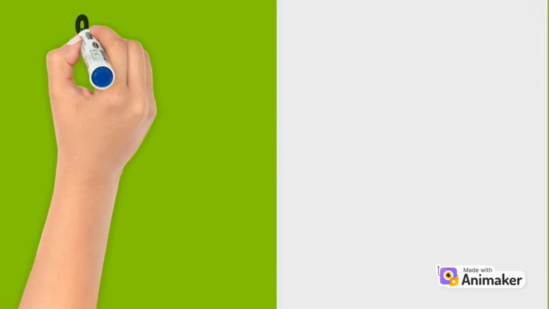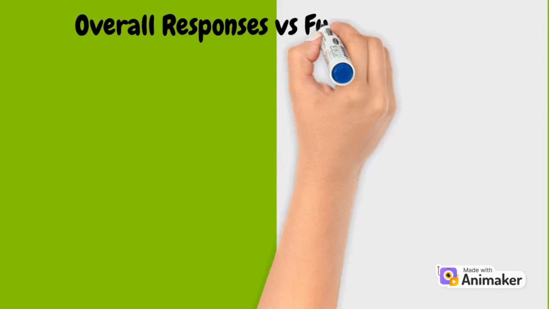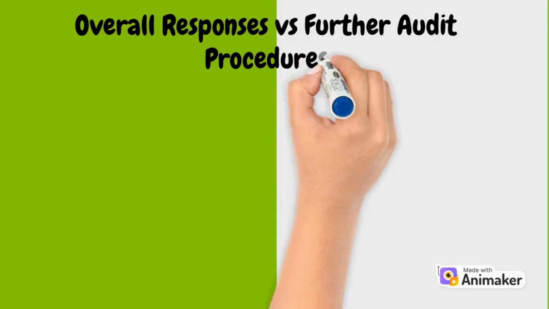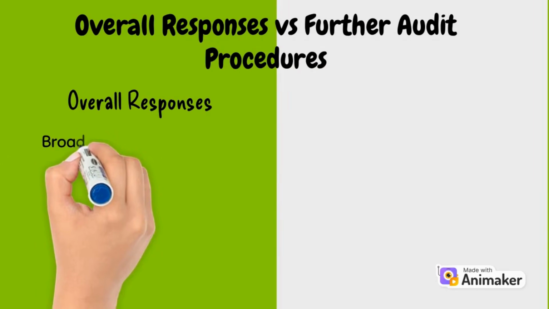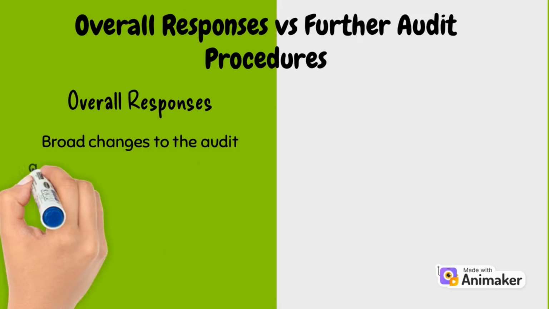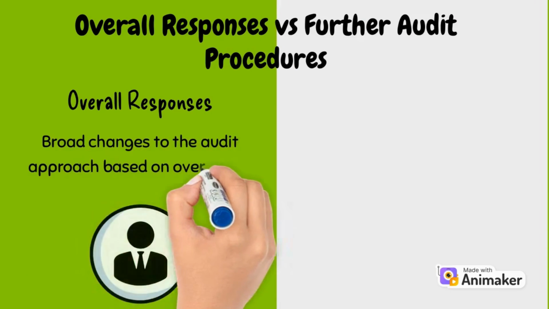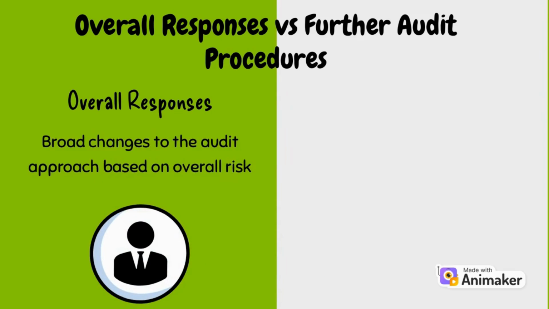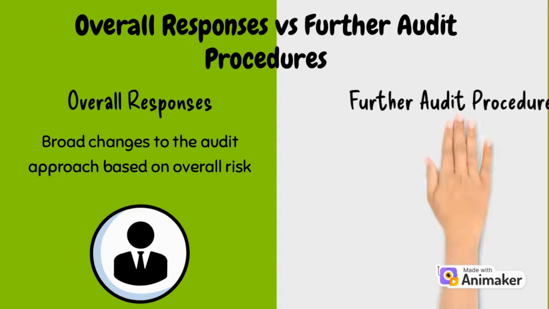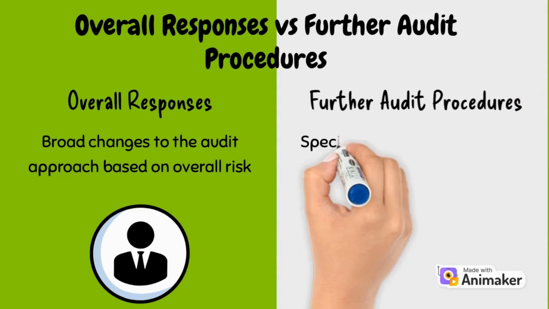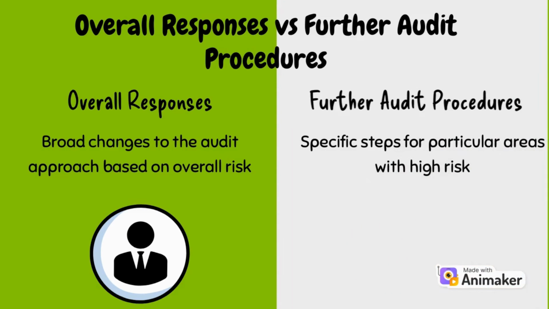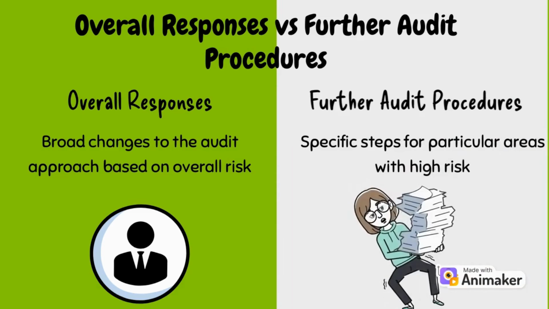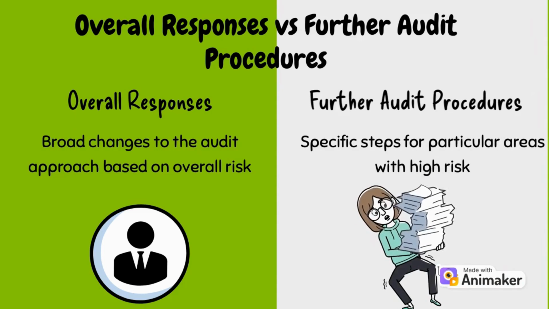It sets the foundation. ISA 330 divides responses into two levels. The first level is overall responses, such as broad changes to the audit approach based on overall risk. For example, assigning more experienced staff, adding extra review levels, increasing supervision. Second level is further audit procedures, such as specific steps for particular areas with high risk. For example, for revenue recognition risk, increasing sample sizes or testing transactions closer to year-end.